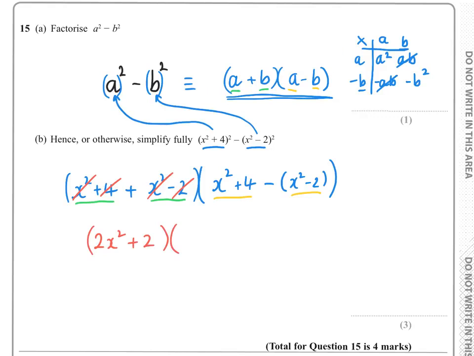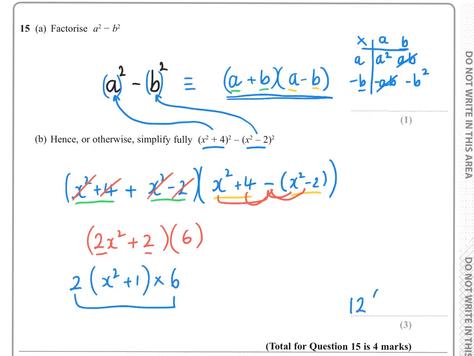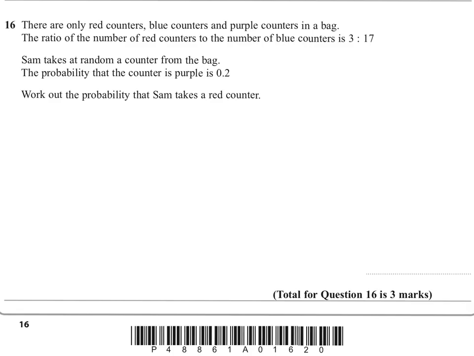And in this bracket, x squared take away x squared is 0, and 4 take away a negative 2 is 4 add 2, which is 6. Here we can take 2 out as a factor, and the 2 times the 6 is 12, and in the bracket we have x squared plus 1, for 3 marks. Question 16. There are only red, blue and purple counters in a bag.